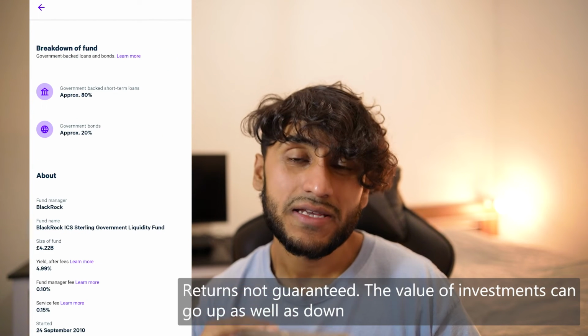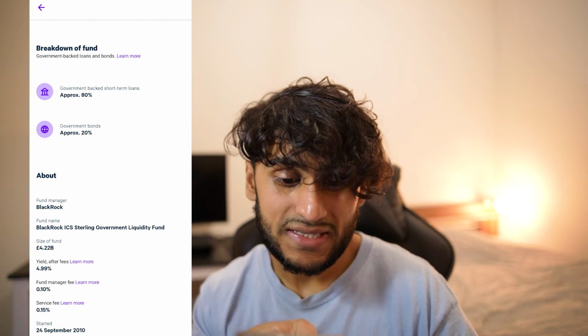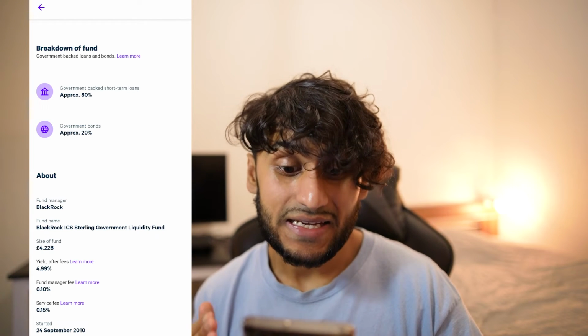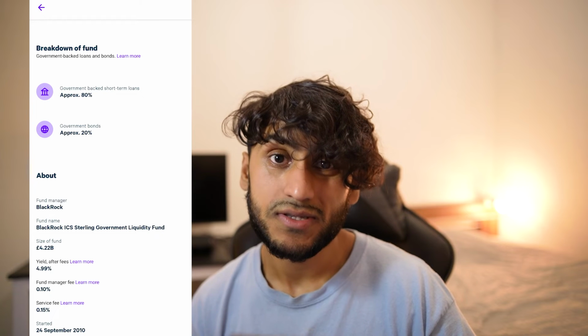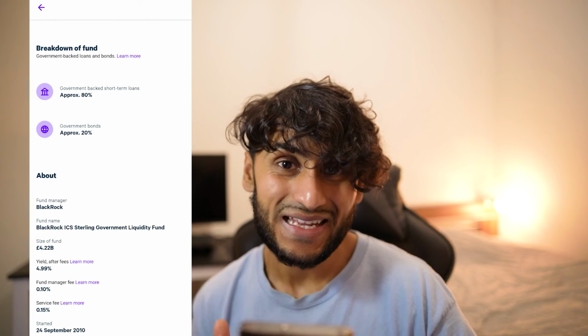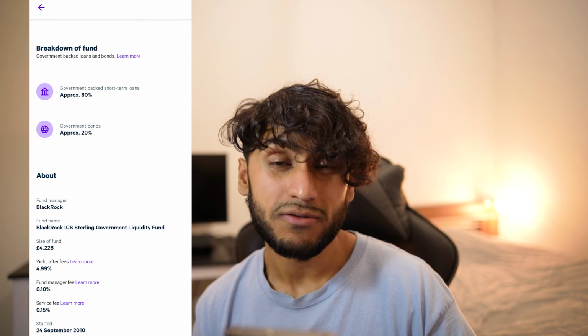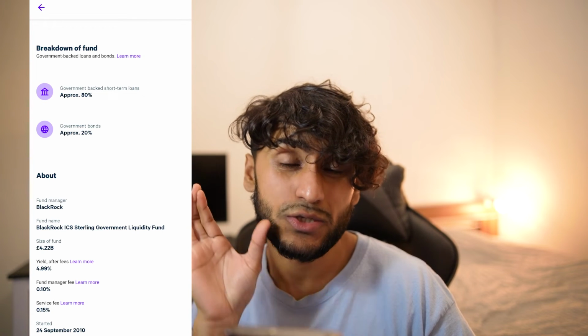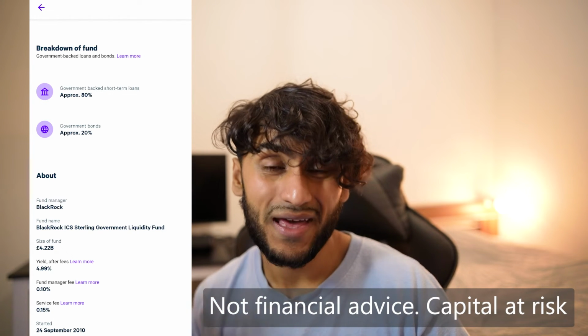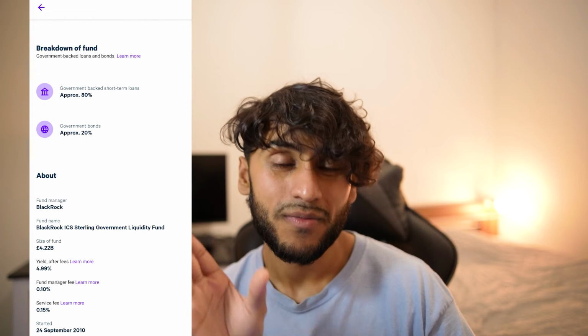So you can see that when I said before it was all government bonds, you can see around 80% of it is in government-backed short-term loans and around 20% of it is in government bonds. Typically, these will be a bit longer, maybe from 1 year to 5 years, and maybe in some cases over 10 years. But currently, as the bond yields are quite high, we are actually seeing shorter term bonds giving out more than longer term bonds. So for my guess, it will be those shorter term bonds.